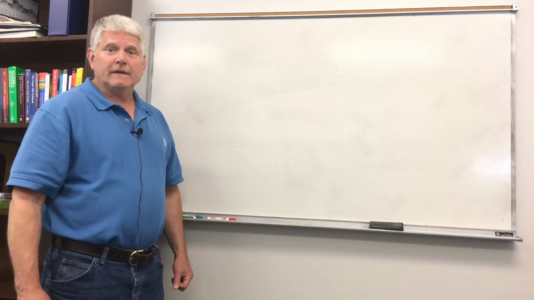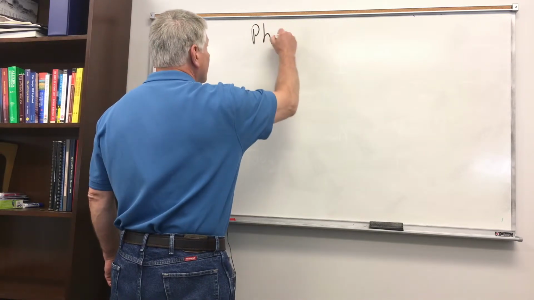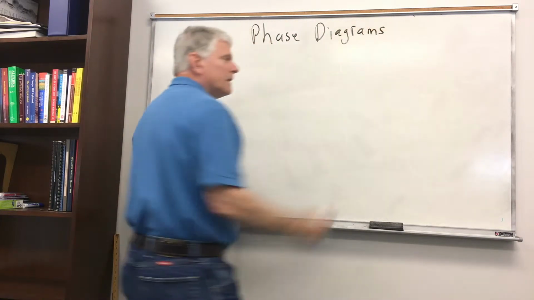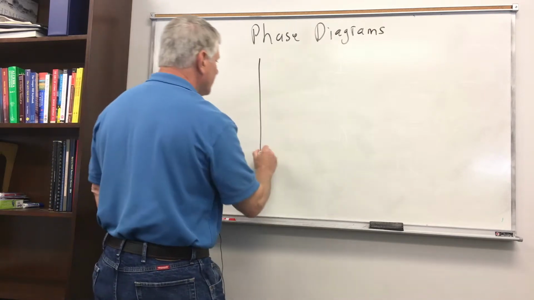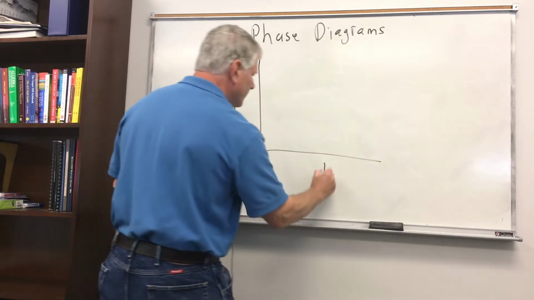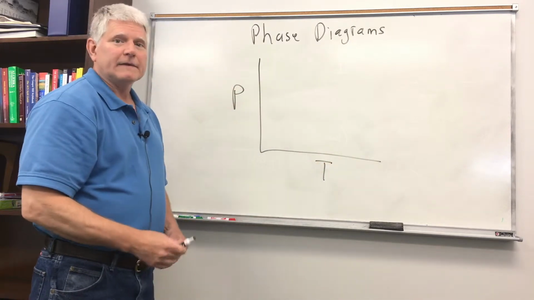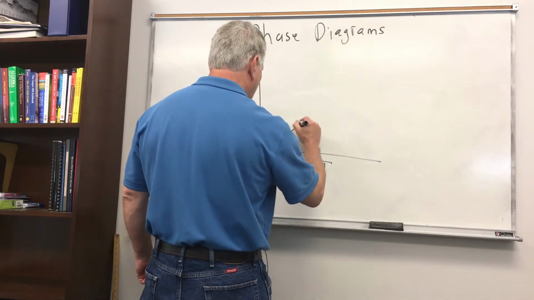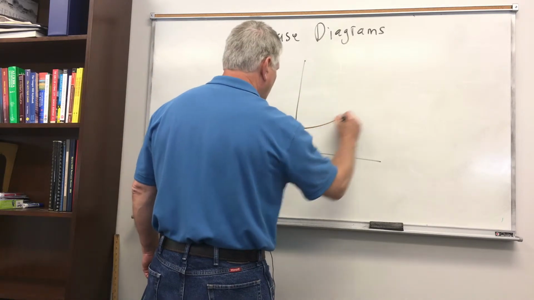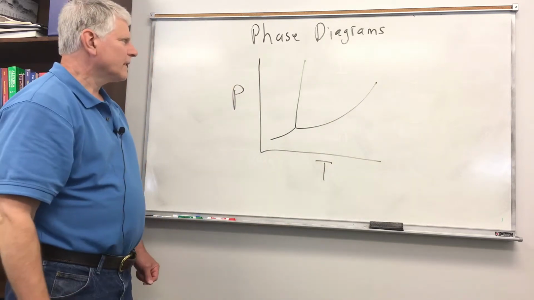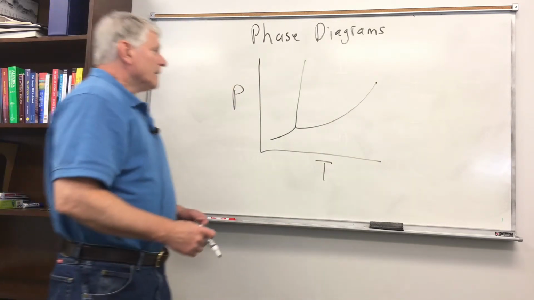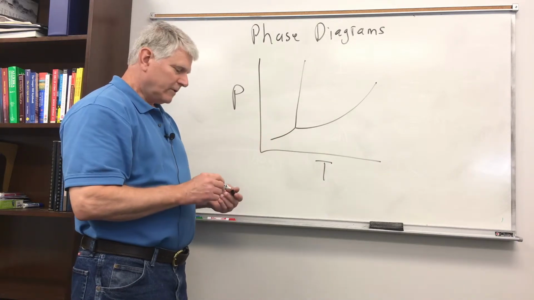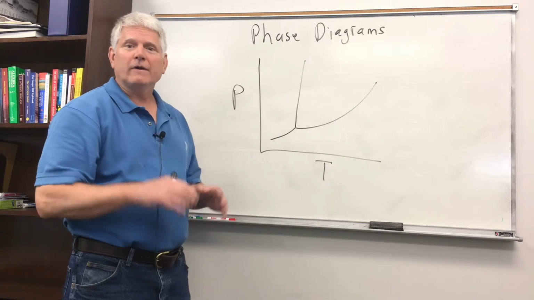Let's consider phase diagrams. Here we're going to consider a plot of the pressure versus the temperature for a substance. And we will get areas, and our plot will look something like this. And what we have along these lines are where two phases are the same stability.